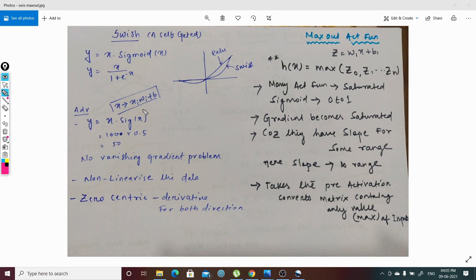So this video is going to be the last part of activation functions. In this video we will discuss the Swish and Maxout activation functions. So let's see. Swish is also named self-gated.